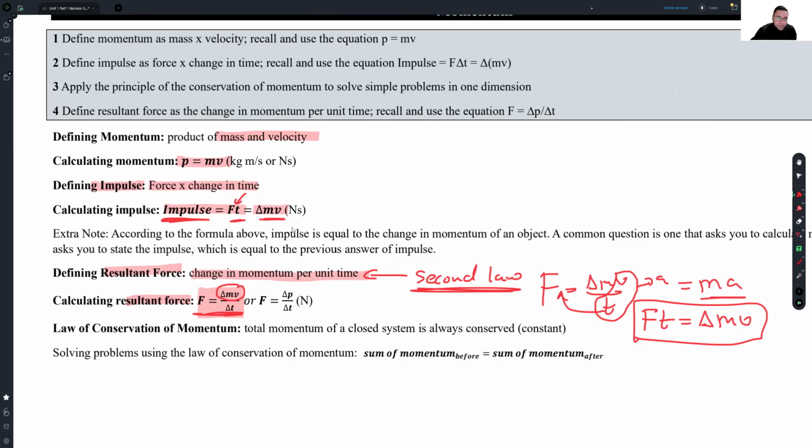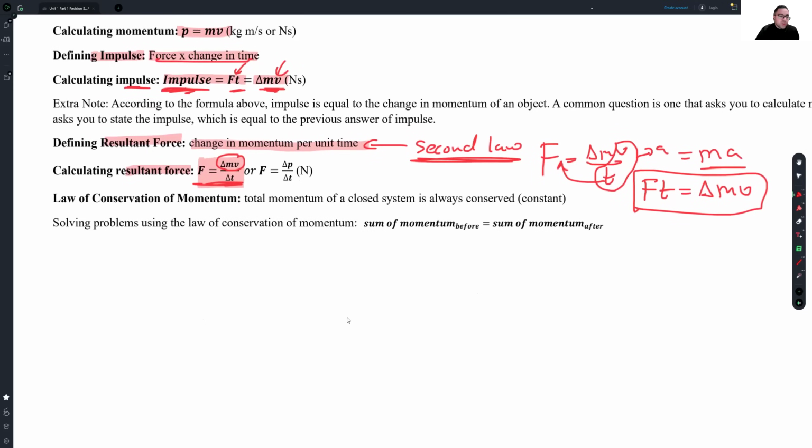A question could ask, what's the impulse on the object, but it gives you mass and velocity. It's the same thing. Impulse is force times time. Impulse is also equal to change in momentum. So change in momentum is equal to impulse. But if I ask you to define it, it's force times time. Okay?